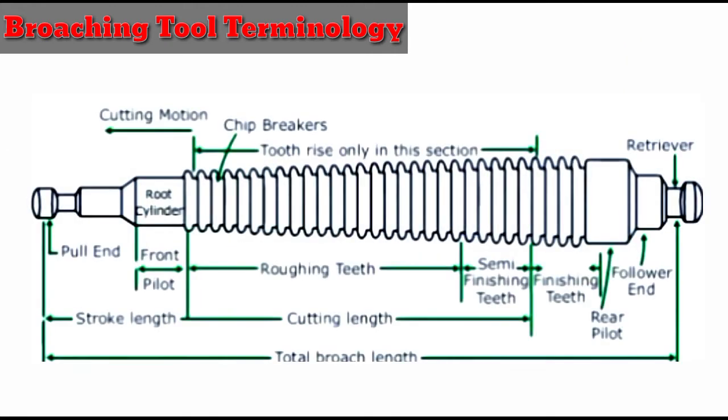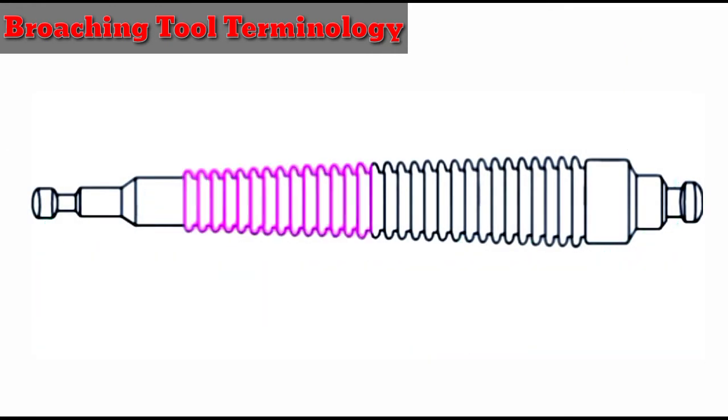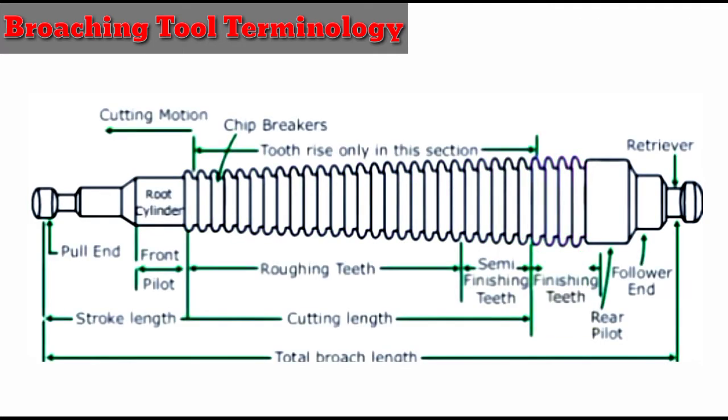The broaching tool has three main sections, one for roughing, another for semi-finishing, and the final one for finishing. Here is the complete diagram of a broaching tool with all its parts. So let's understand the complete terminology of the broaching tool with this diagram.